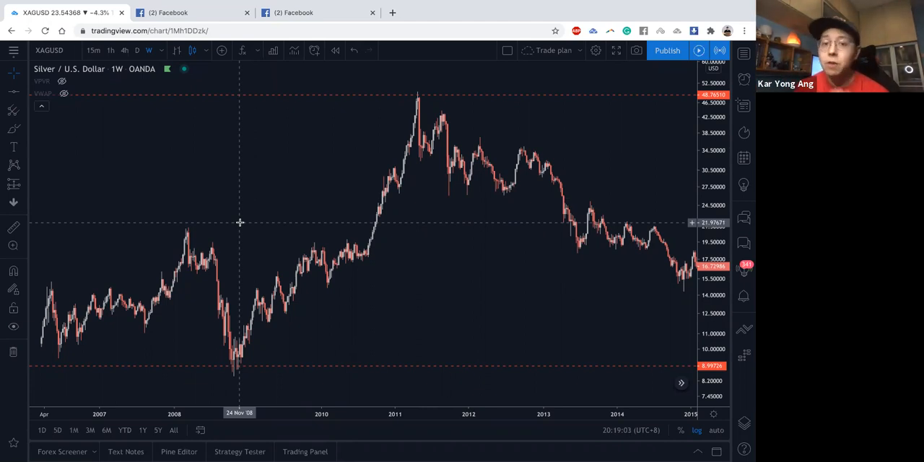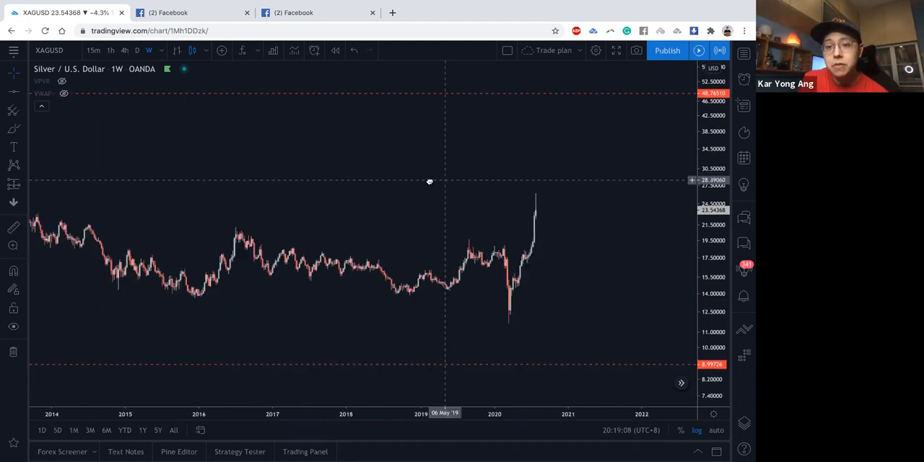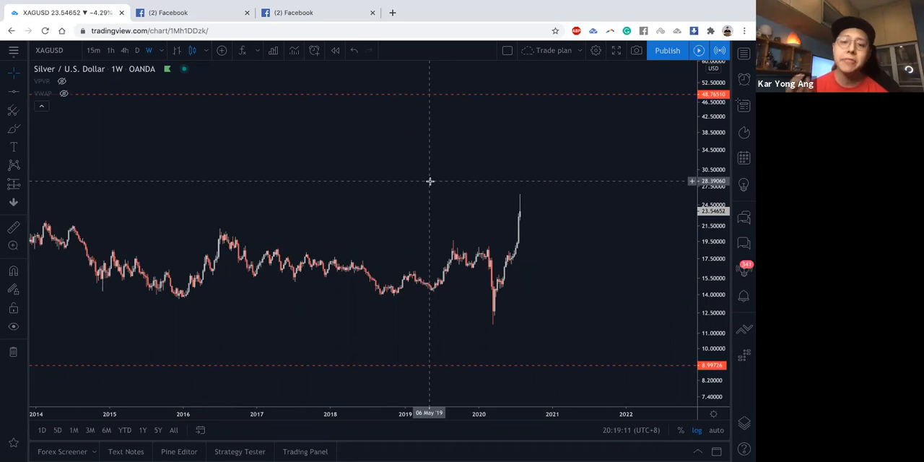Because of that fundamental perspective of a weakening dollar, we might see that this year as well. That's one of the very major reasons why I'm focusing on gold and silver when this crisis happened and when the Fed decides to do quantitative easing. So that's the whole idea of why we're looking at gold and silver.